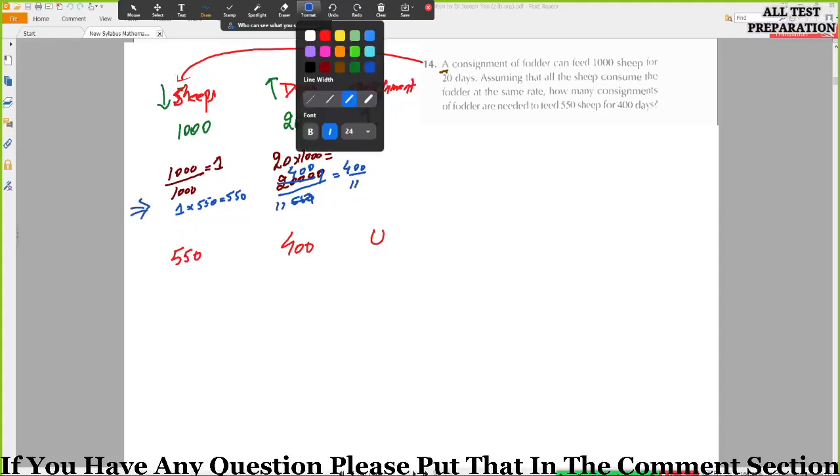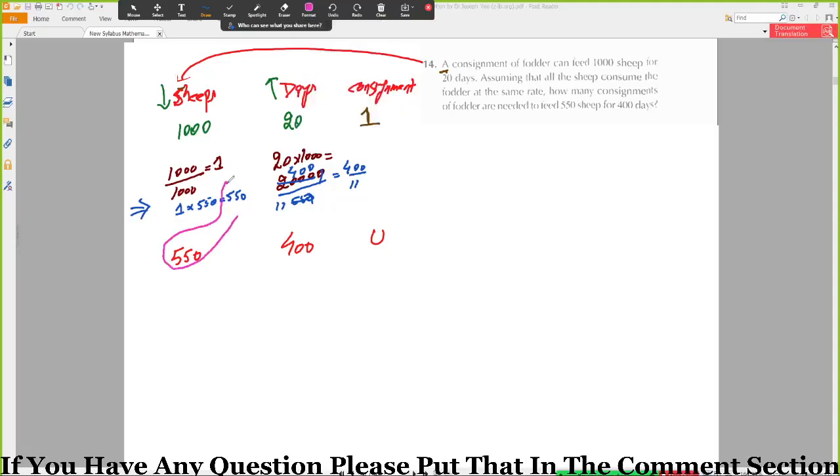Okay, so now for this stage these two will remain constant. Now let's move toward these two columns and find the relation between days and consignment. If you increase the number of consignments, and if you have a constant number of sheep, let's say you have 10 sheep, then will the number of days increase or decrease? Increase. Yeah, the number of days will increase. So there is a direct relation between days and consignment.